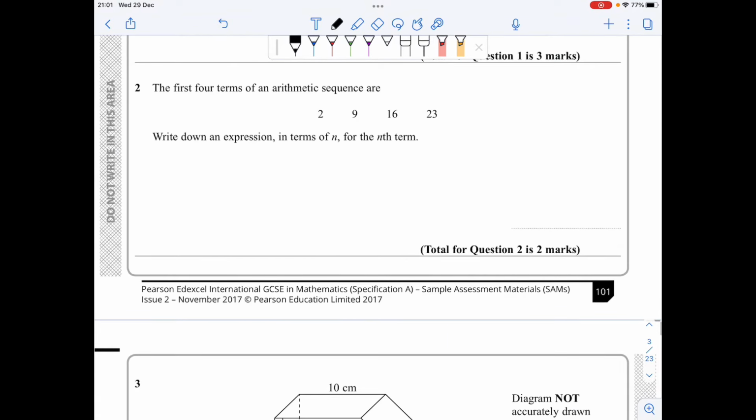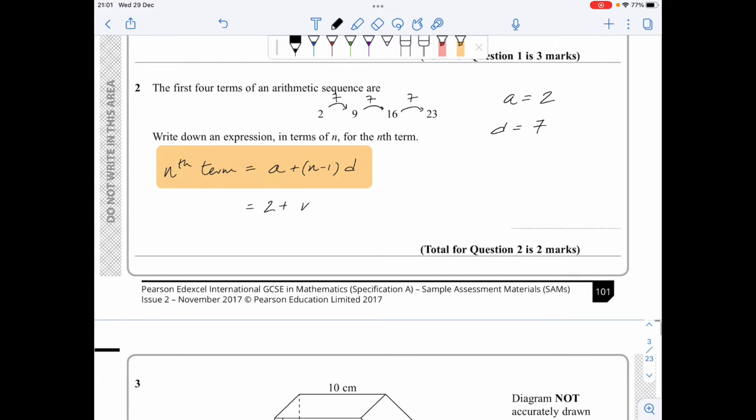In question 2, I've got an arithmetic sequence with first term a, which is equal to 2, and the common difference d, which is equal to 7 because the terms increase by 7. Now the general formula for the nth term is the following. If I substitute the values of a and d, I will get 2 plus n minus 1 times 7. If I simplify this, it's going to be 2 plus 7n minus 7, which further simplifies to 7n minus 5.